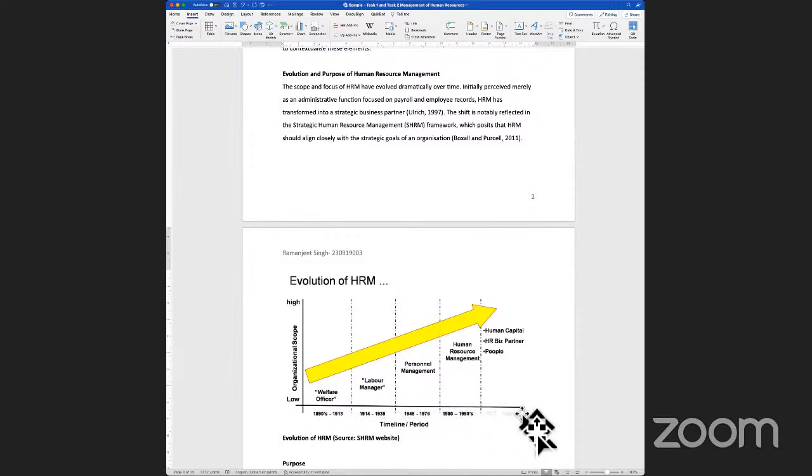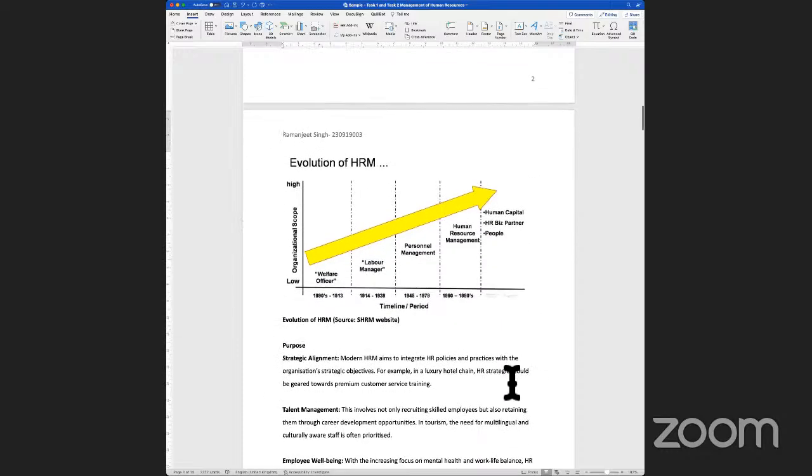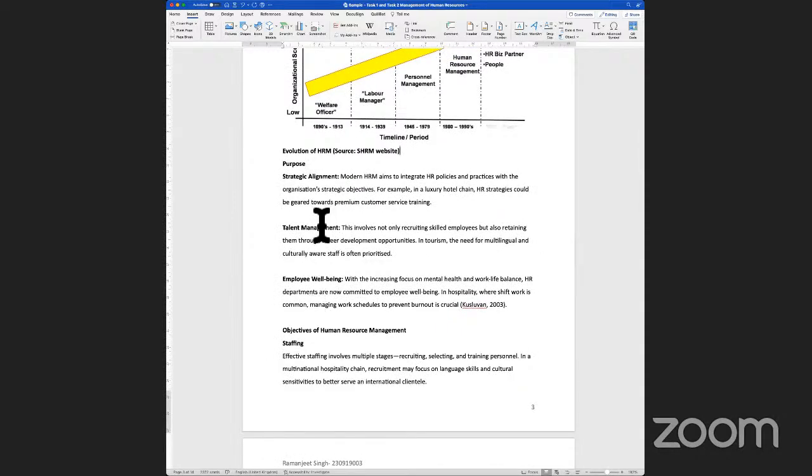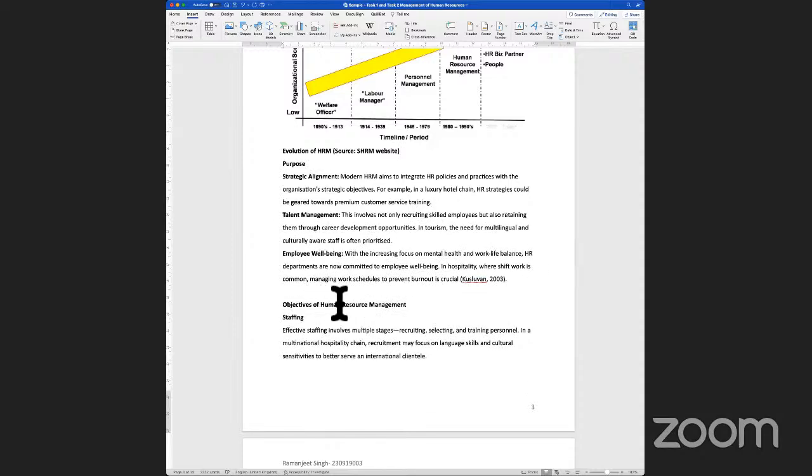And across 4 paragraphs, if you write how it has evolved from being a welfare officer to a labor manager to a personnel management officer role to a human resources management role, and then finally strategic HRM, it would allow you to achieve that word limit as well. So maybe adding 4 paragraphs to explain what has been suggested here would be good.